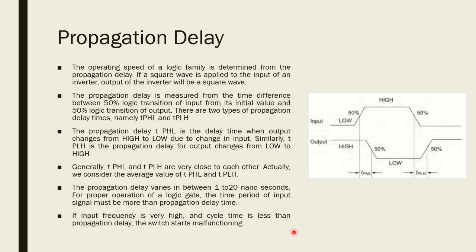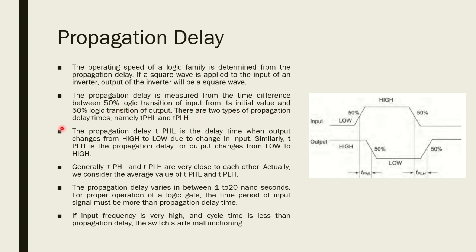Next one is propagation delay. Propagation delay is also called the speed, which determines the speed of operation in a circuit. The operating speed of any logic family is determined from the propagation delay. If a square wave is applied to the input of an inverter, the output of the inverter will be a square wave. The propagation delay is measured from the time difference between the 50% logic transition of the input from its initial value and the 50% logic transition of the output.